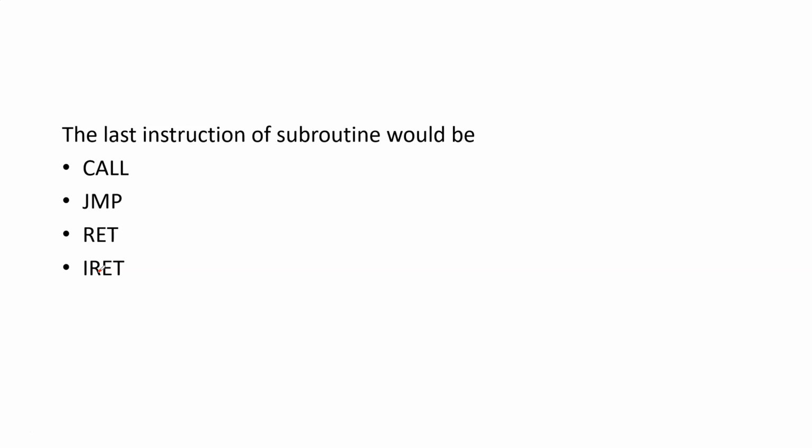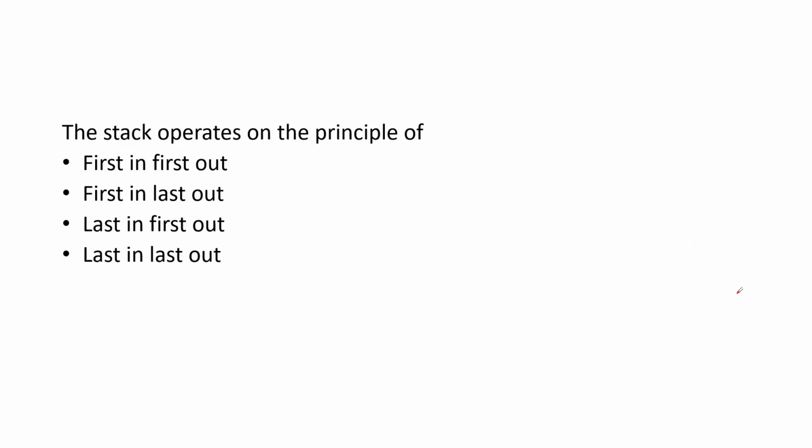Last instruction of a subroutine would be? Generally the subroutine is called by CALL, and the last instruction of a subroutine will always be a return, RET. So the option is the third option, RET. If it is an interrupt, then the last instruction will be interrupt return, IRET. For a normal subroutine, the last instruction is the return instruction, RET.